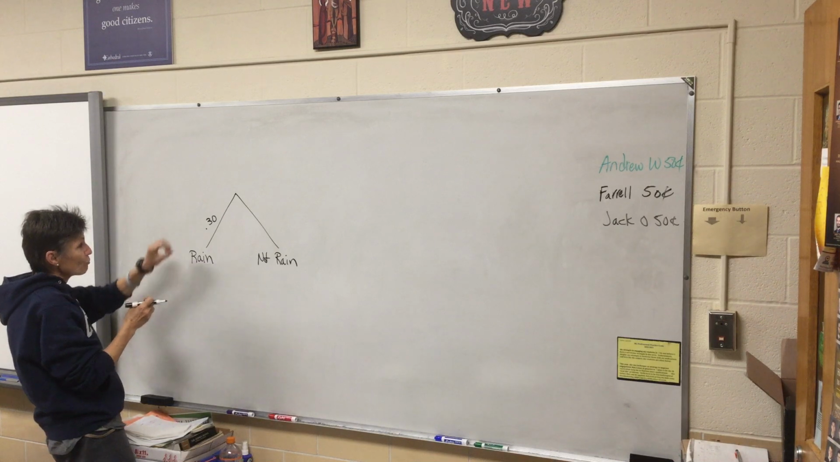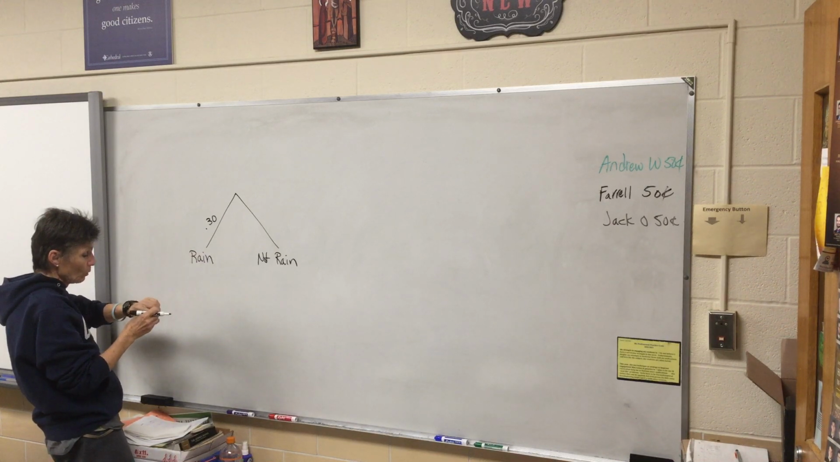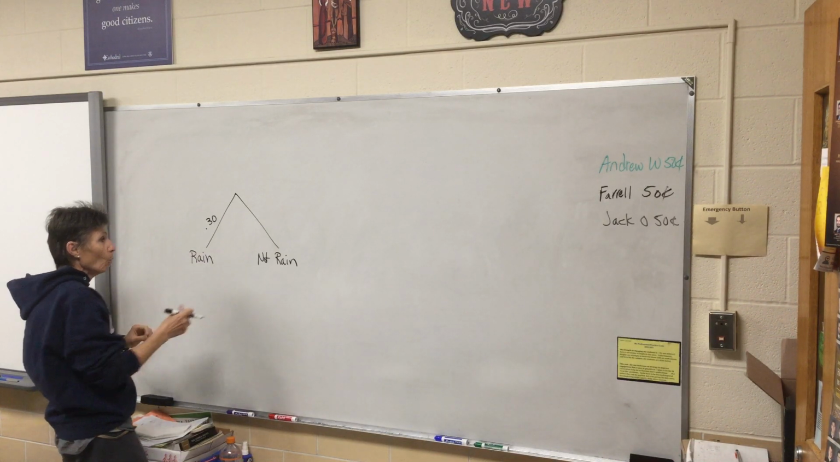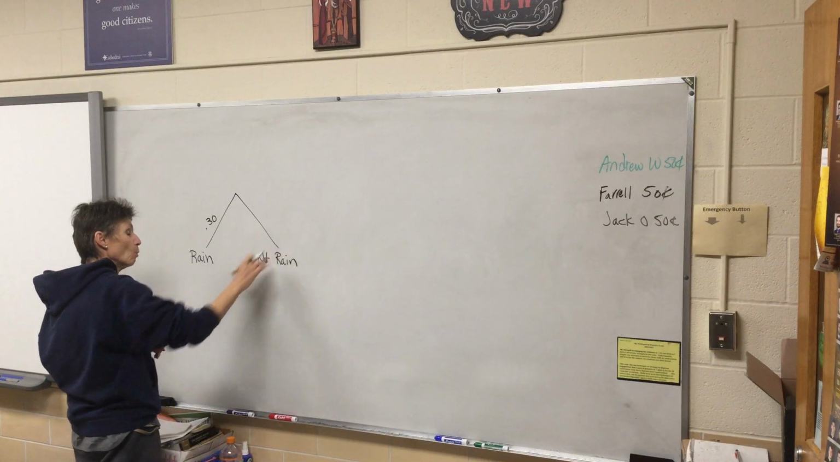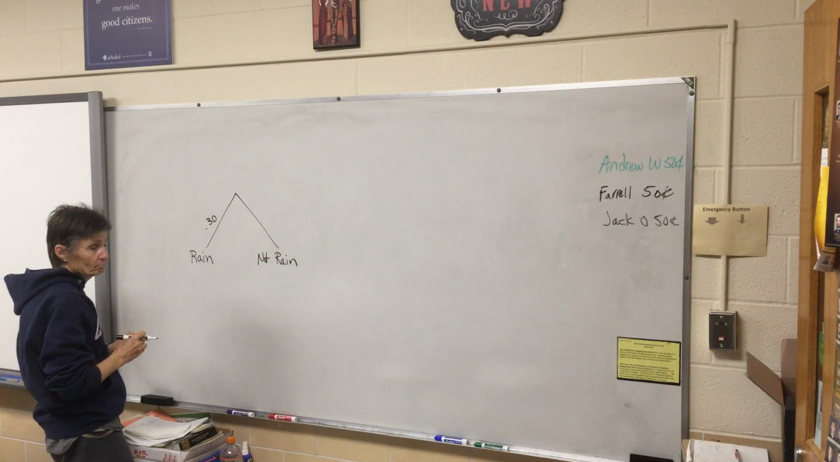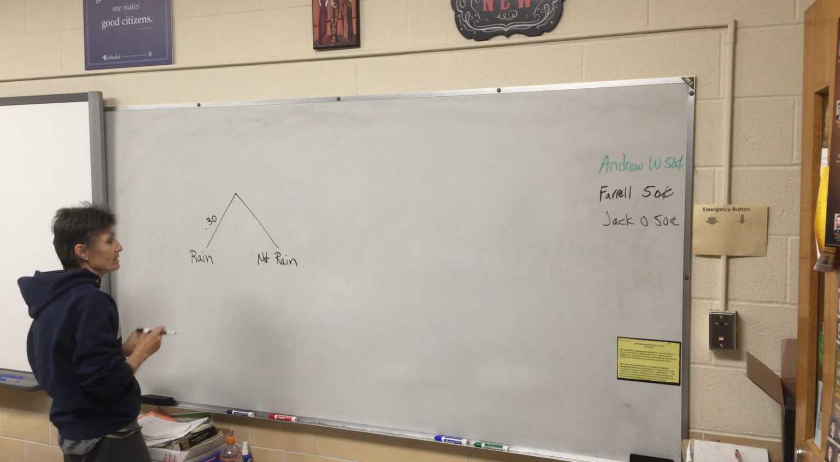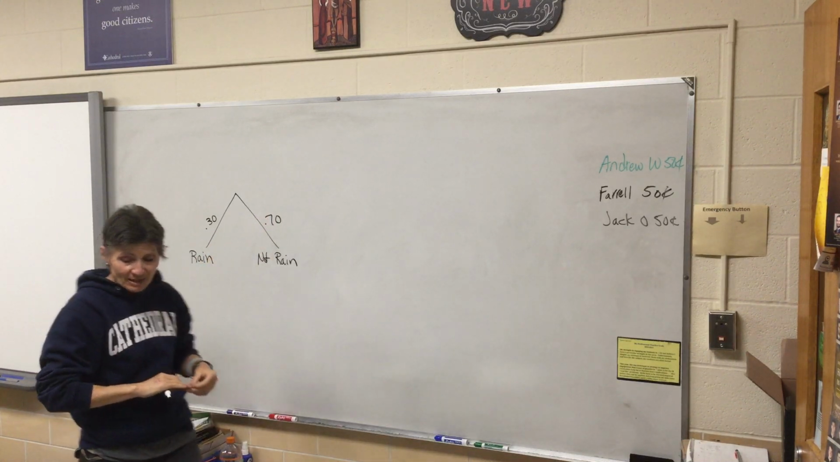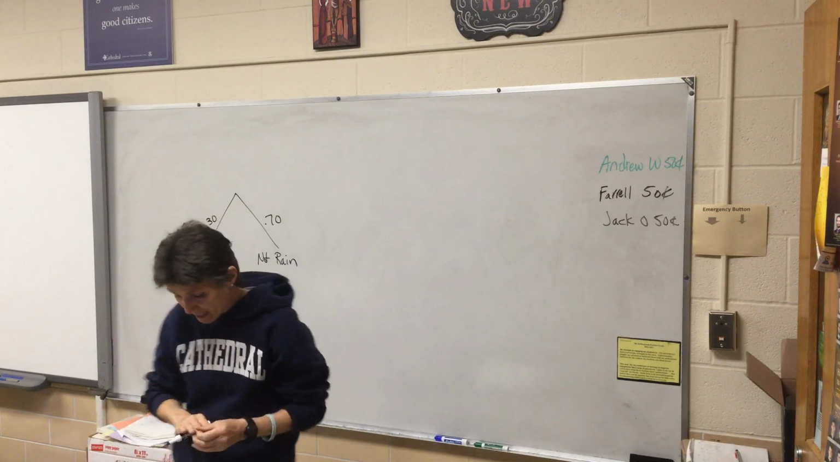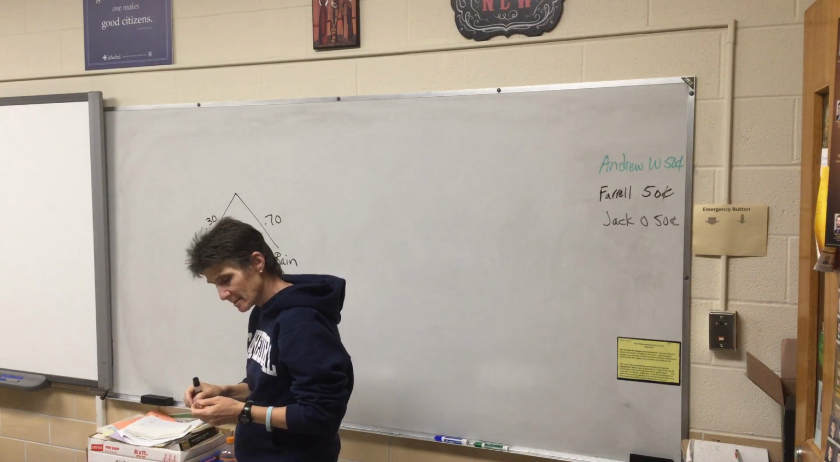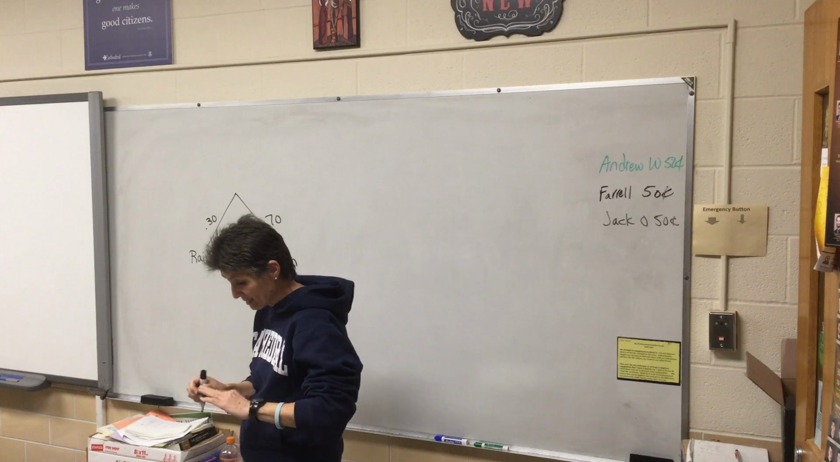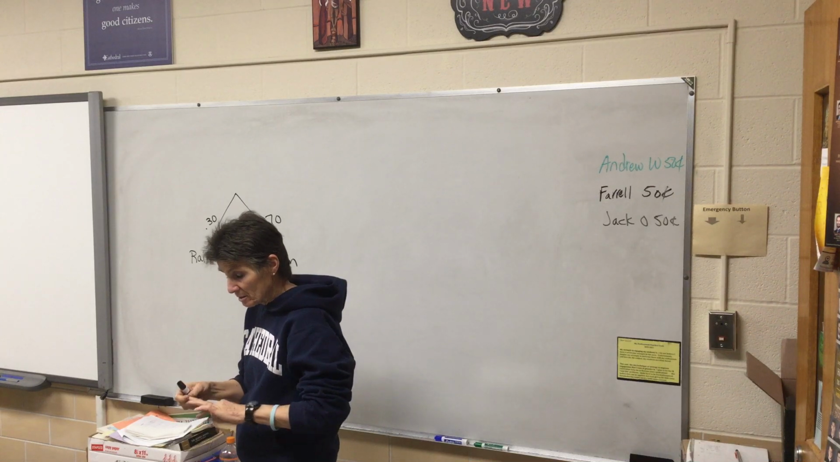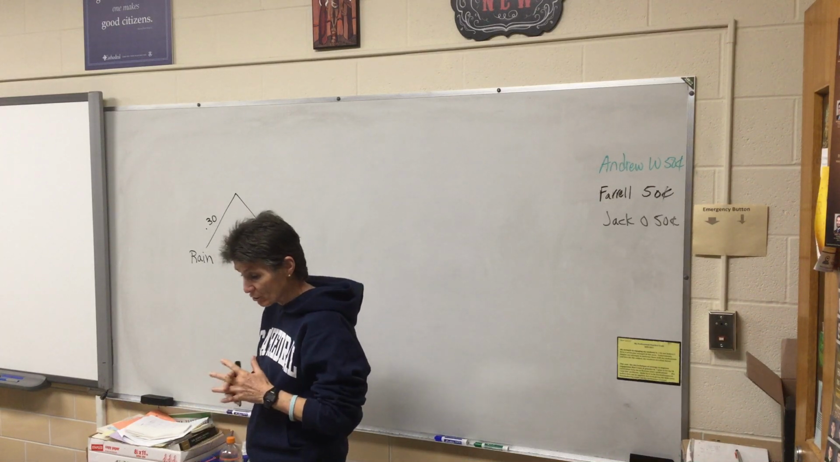If there's a 30% chance that it will rain, what is the probability that it won't rain? 70%. Yep, because probabilities have to add up to 1. And in this case, you have two choices. It's going to rain or it's not going to rain. So 0.3 and 0.7, there's your 100%.